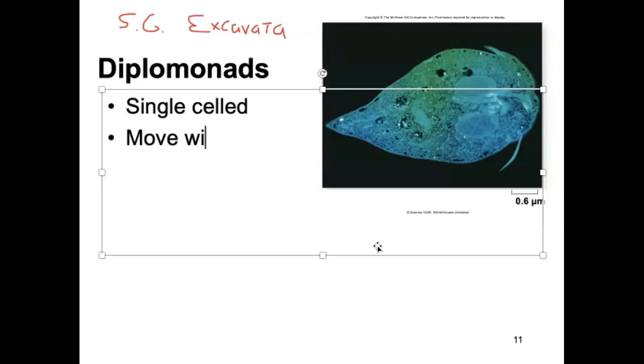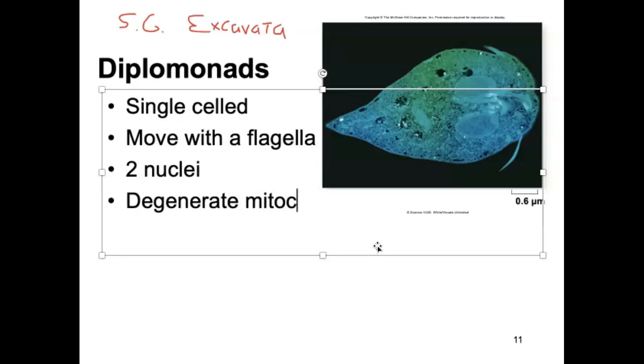They move with a flagella. So there's that little whip-like tail they use to propel themselves around. And they will have 2 nuclei. When it comes to their power source, they have what are known as degenerate mitochondria. So the mitochondria are not completely structurally functional and structurally the same as what we see in most other eukaryotes. They're a different format or style of mitochondria. So you take those 4 characteristics, put them together, and you have a diplomonad.